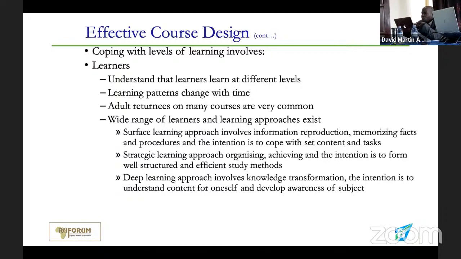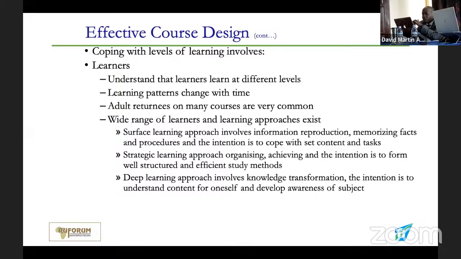There is an approach called strategic learning approach, which is all about organizing, achieving, and the intention is to inform well-structured and efficient study methods. They are now used at the postgraduate level. Now you bring them into the form of postgraduate, get them into discussions and all that, and it's no longer surface. Now you are getting them also to be able to construct a bit of their knowledge out of discussion forums, out of role play, and things of that kind.